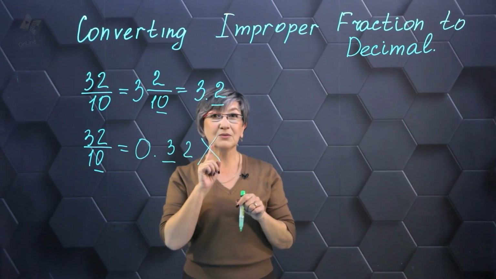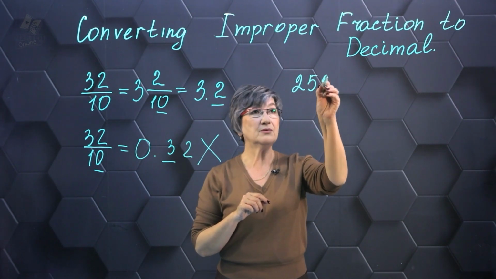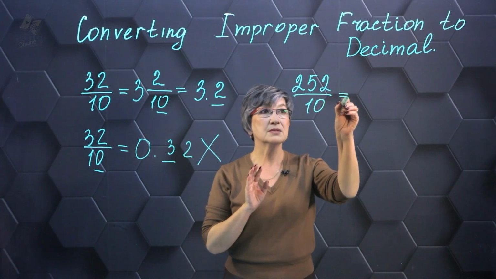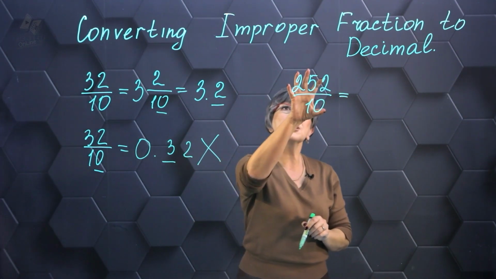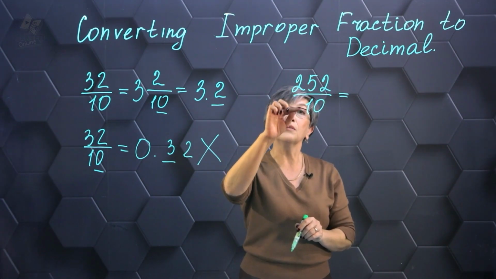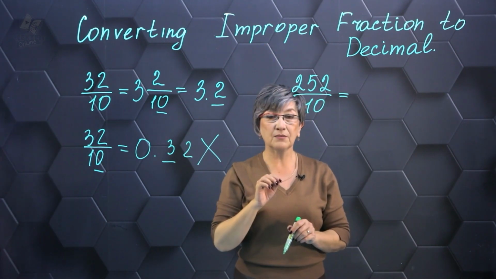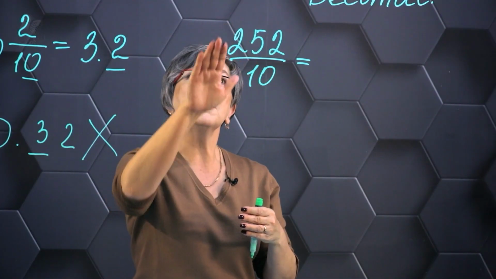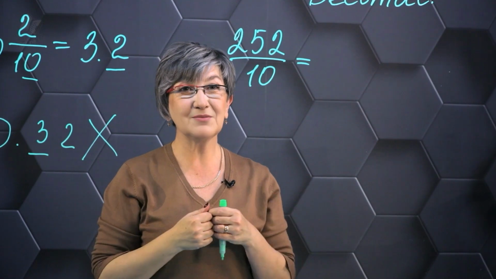Let's go through a couple more examples. Okay, 252 tenths. We have to note it down as a decimal. First, we notice what kind of fraction it is. The numerator is greater than the denominator. Therefore, it is an improper fraction. If it is an improper fraction, we remember the rule. First, we convert the improper fraction to a mixed fraction, and then we write it as a decimal.